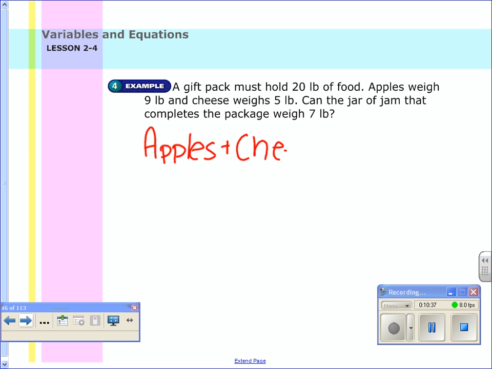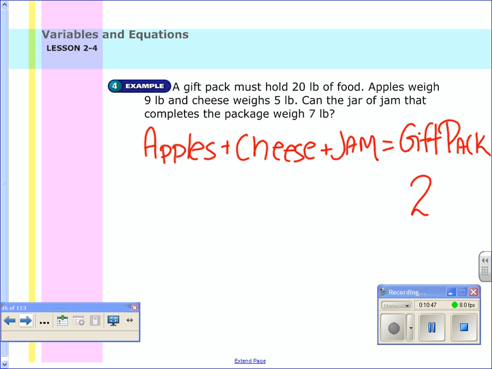cheese, and jam. And all together, that's in the gift pack, which must weigh exactly 20 pounds. All right, so let's write in what each one weighs, and then you decide, will it work? Apples weigh 9 pounds, cheese weighs 5 pounds, and, well, you want to know what the jam has to weigh.